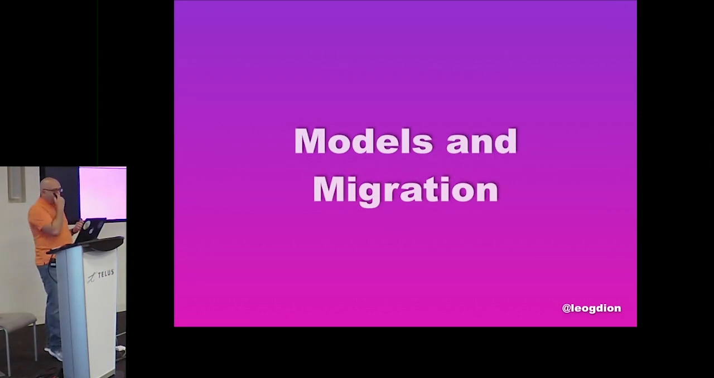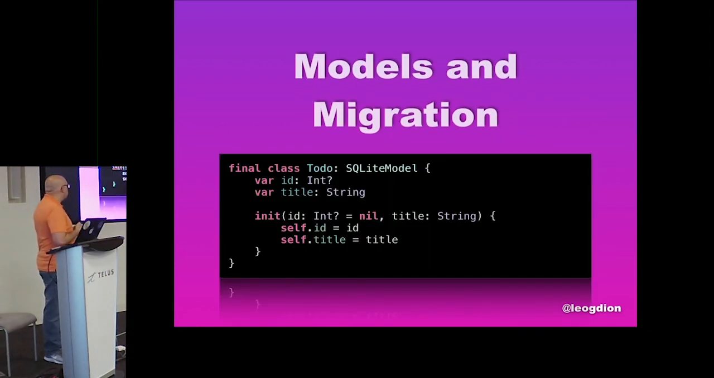So let's talk a little bit about how to set up models within Vapor. Let's take a look at our to-do model, for instance. You can see here we have 2 properties on our model for a to-do item. We have an ID and a title. You'll notice the ID is actually optional. The reason for that is that your ID is a primary key that's automatically created.